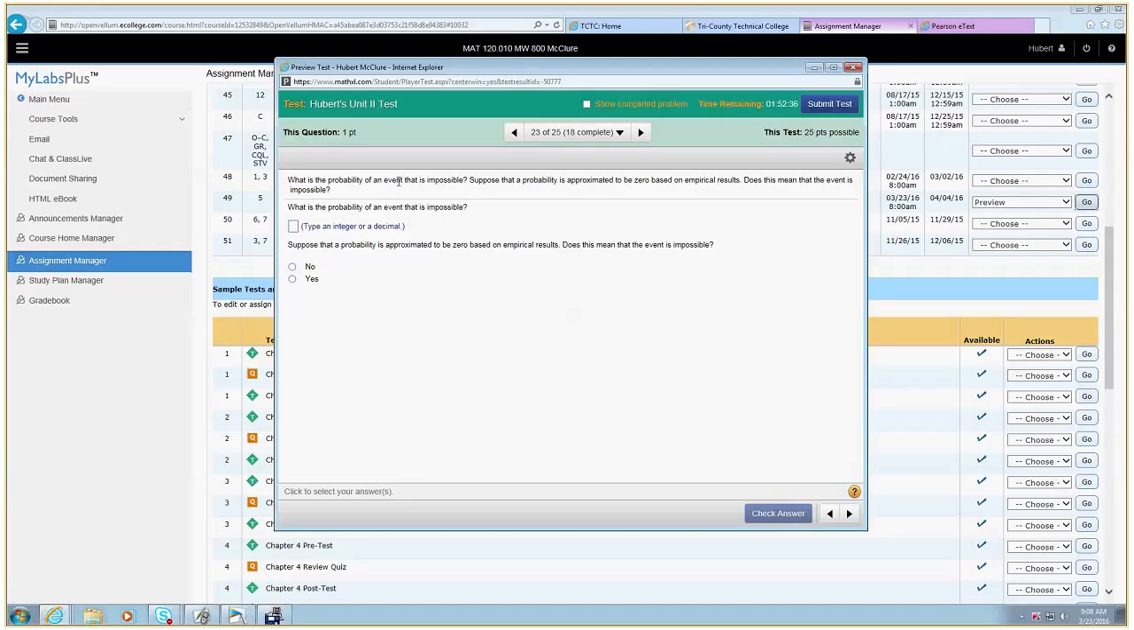What is the probability of an event that is impossible? Suppose that the probability is approximated to be zero based on the empirical results. Does this mean that the event is impossible? What do y'all think? Yeah? Because the empirical results mean that if it's toward one, it's very likely. But if it's zero, it's what? It's impossible, pretty much.